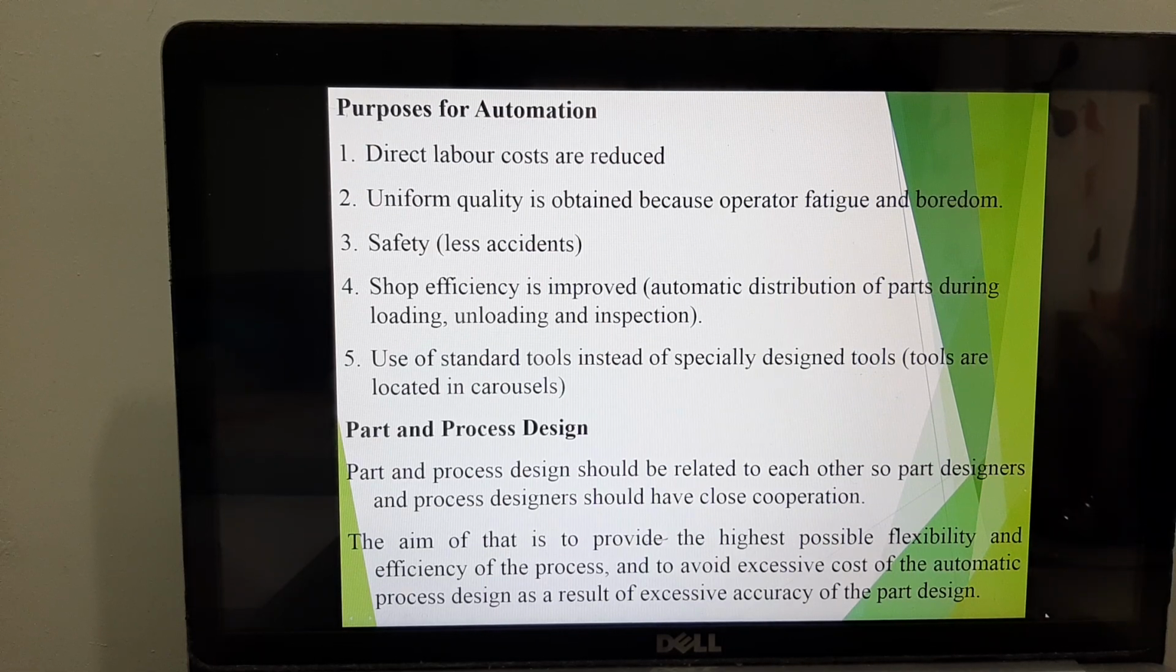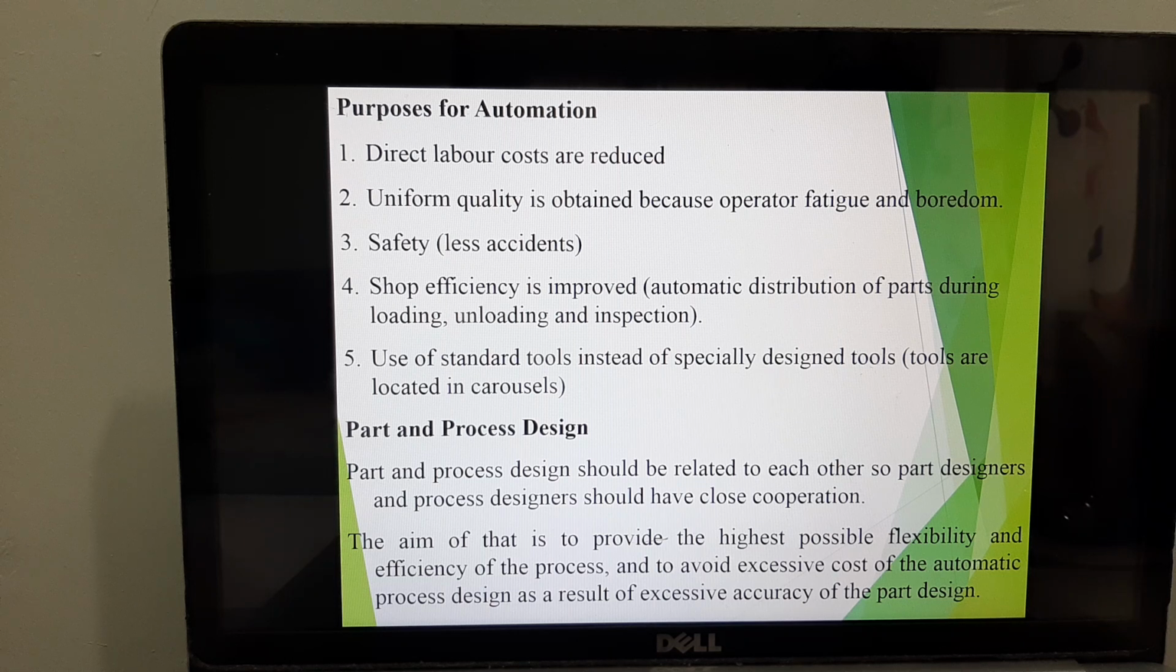Why do you want to automate? Number one, you can reduce direct labor costs. When you automate, robots are doing the job. Conveyor belts and automated guided vehicles are doing the job. So you do not need to pay workers' salary, and you can save on the labor costs.